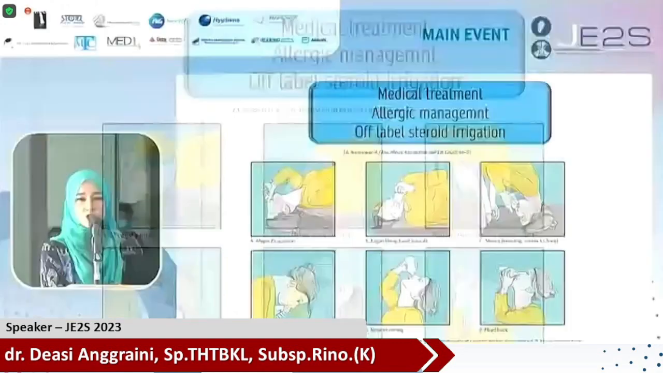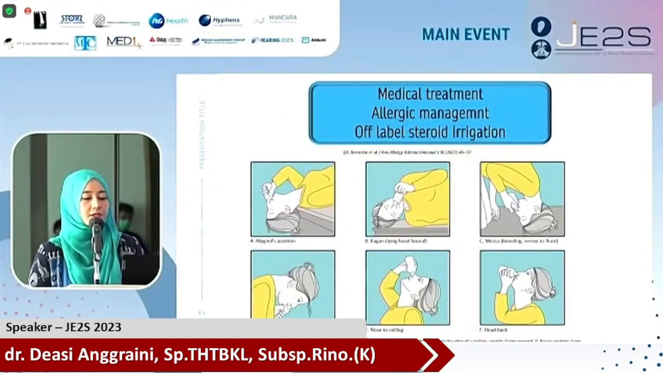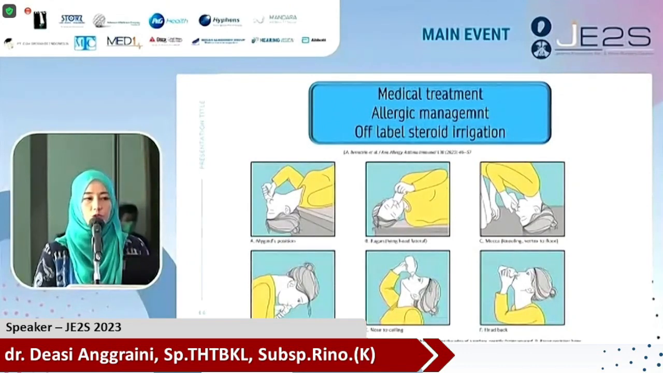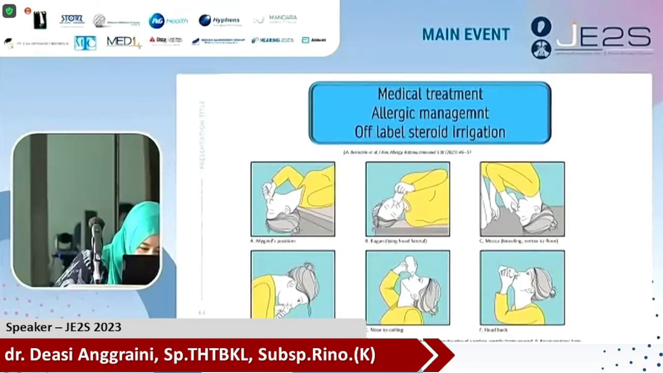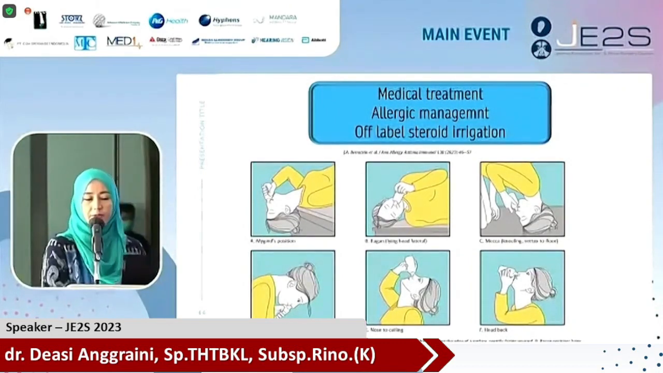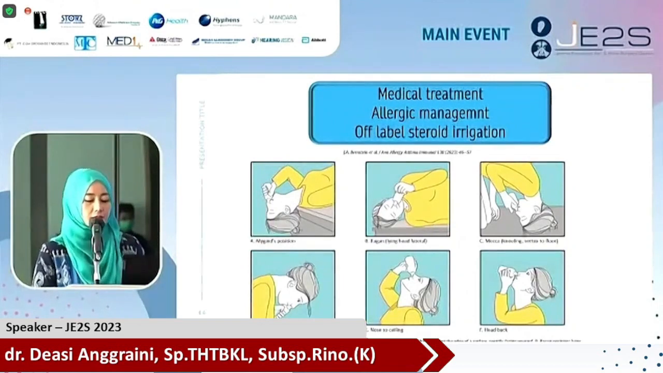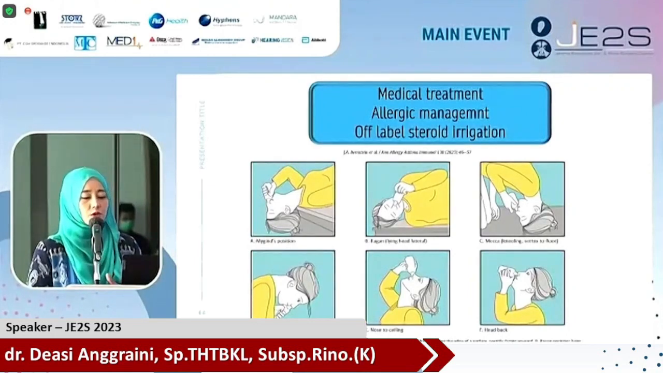What kind of position gives the best result? According to a systematic review, the Mygind position and Rain position are the best for low volume, for example, 2 milliliter or 60 milliliter. But for high volume steroid irrigations, the 90 degree position is the best. And if there is no improvement, then we can perform the surgery.